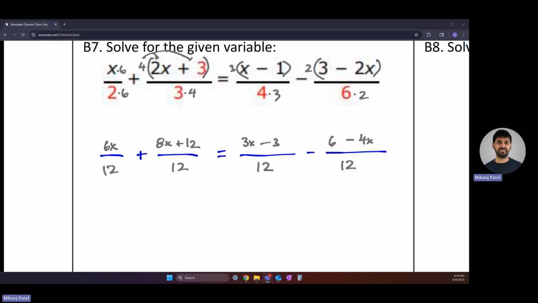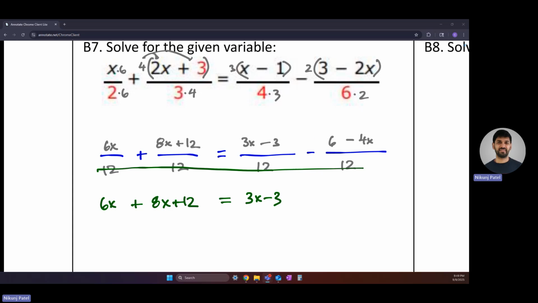So now that I have the same denominator, we can ignore all of these and now just focus on the top as its own equation. So 6x plus 8x plus 12 equals, then we have 3x minus 3.